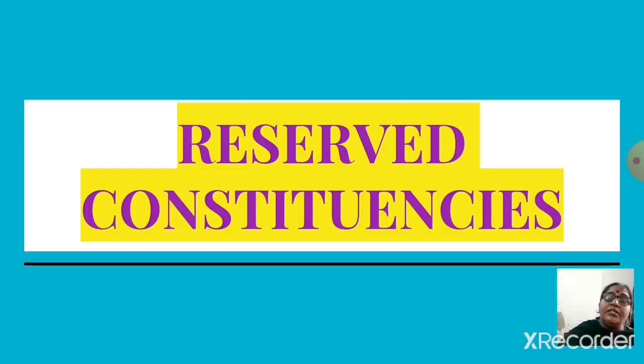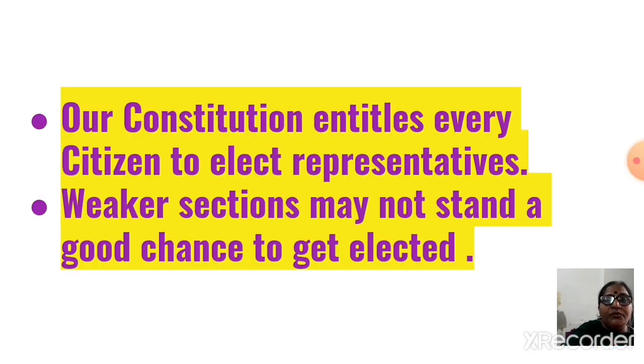Let us see what are reserved constituencies. Now our constitution has given each and every one of us, each and every citizen, voting rights. That is, right to elect his or her representatives, and also right to be elected as a representative. Am I right? Yes. But our constitution makers were very much worried about the weaker sections of our society. They were worried that in an open electoral competition, certain weaker sections may not have a good chance to get elected to the Lok Sabha and also to the state assemblies.